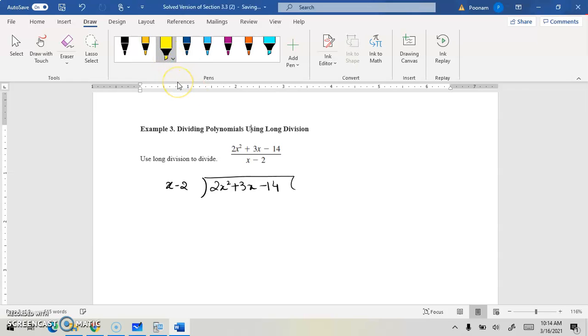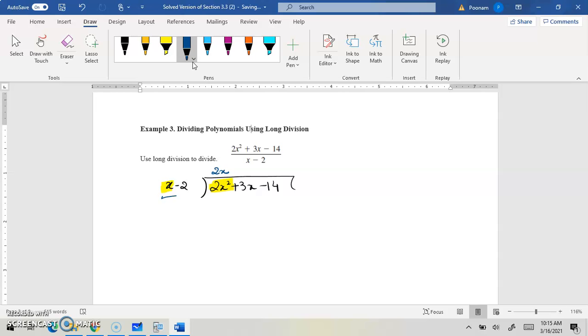Now we have to divide this. Both of them are in the standard format. So that means that starting from the highest power of x, they are in the descending order of x's powers. And none of the terms are missing. So I have to figure out what should I multiply x with to get the first term here, 2x squared. I think if I multiply x with 2x, I would be getting 2x squared.